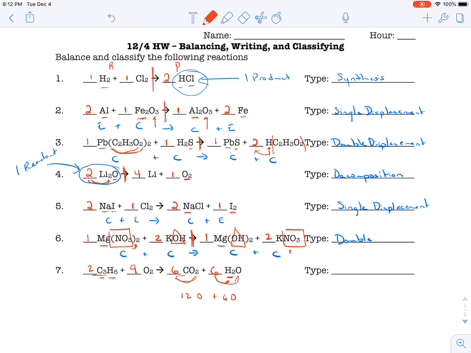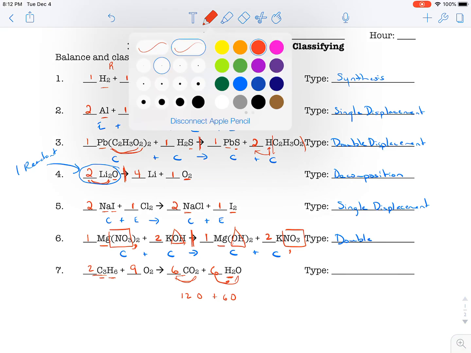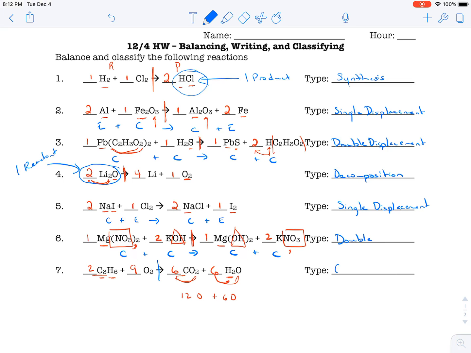And our last step is to figure out what type of reaction this is. And this is a combustion reaction. All right, see you in the next video for the backside.